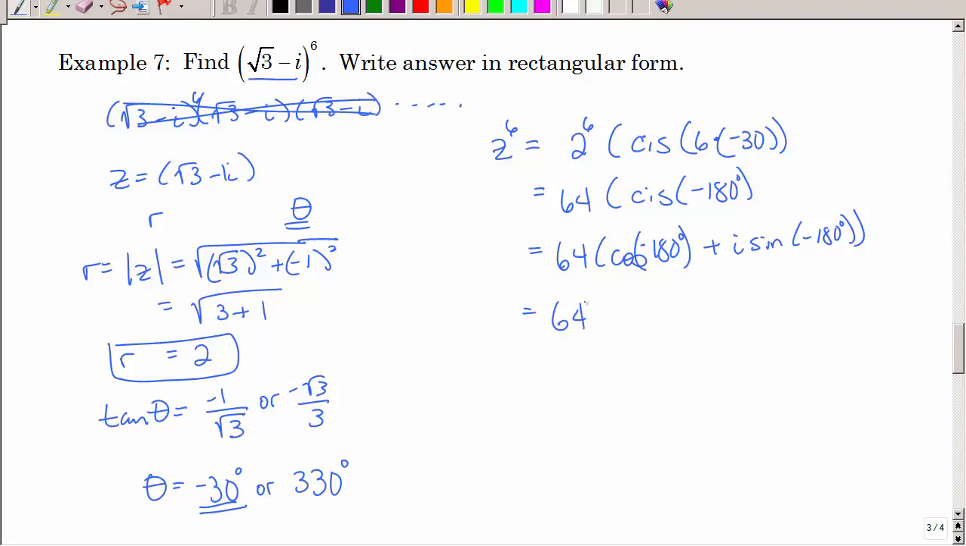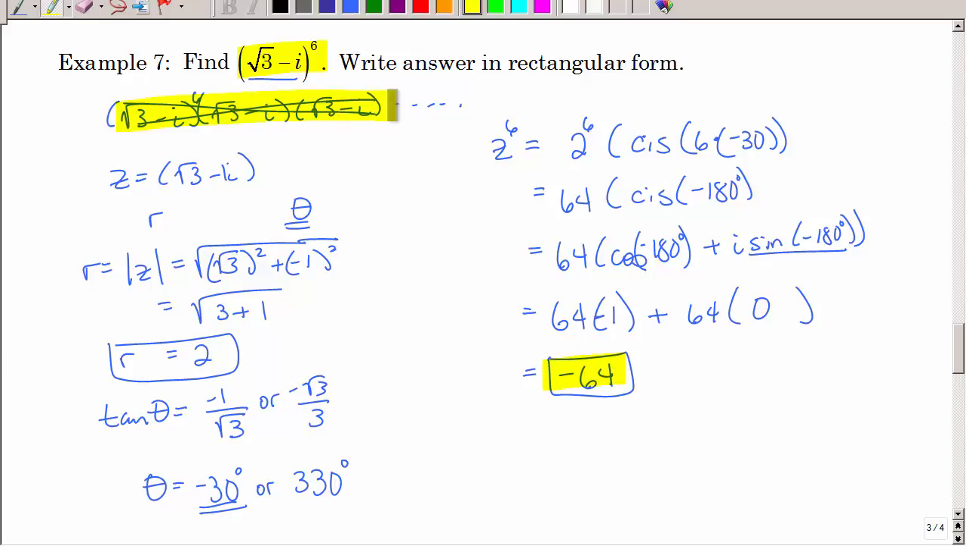So what is the cosine of negative 180? Yes, it's the same as the cosine of positive 180, which is 1. Nope. Negative 1, sorry. And the sine of negative 180 is 0. So believe it or not, this raised to the 6th power is just negative 64. Much easier than having to FOIL all of that out and collect like terms. It would have just been a mess.